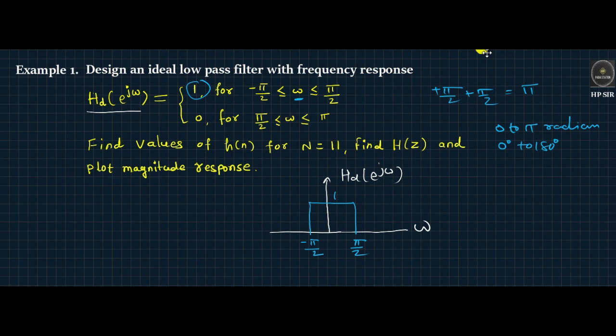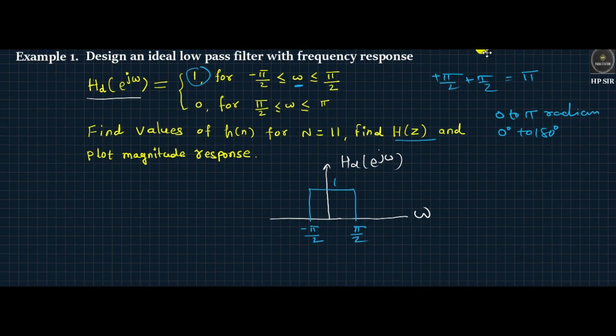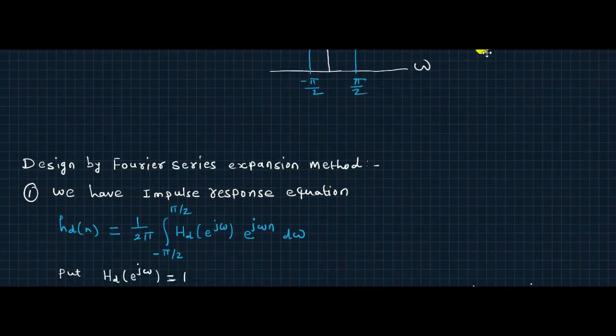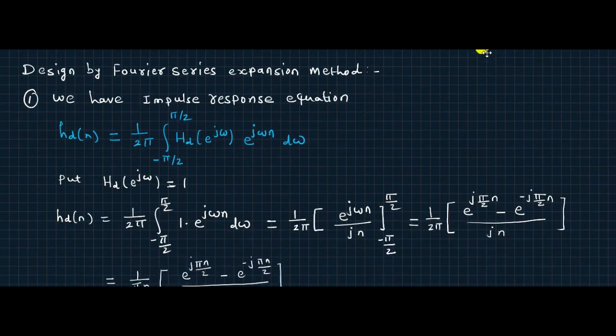So we are going to plot the magnitude of H of z. It is the transfer function, and we will get H of z from the desired frequency response, find the magnitude in decibels, and plot magnitude in decibels versus omega in degrees. That will be the complete design of the low pass filter using the Fourier series expansion method. So we have the frequency range, and this method is the Fourier series expansion method.